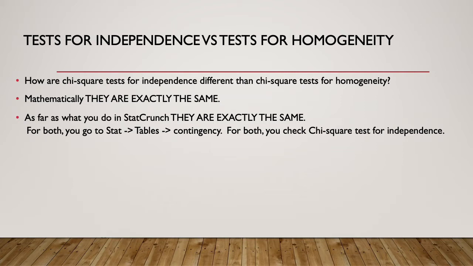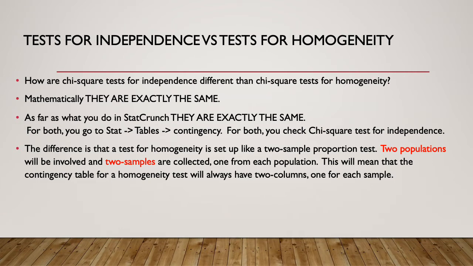There's not going to be a separate line to check for tests for homogeneity. Since they're mathematically the same, StatCrunch just has you check the independence choice for producing the results. Okay, so what are the differences?